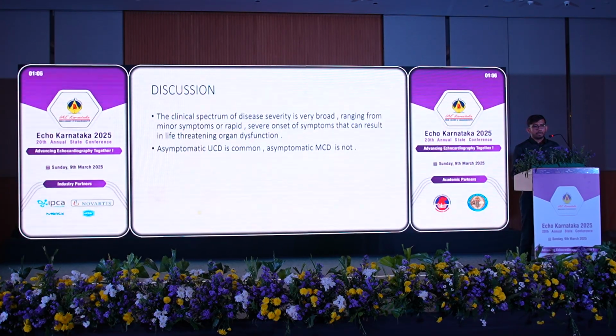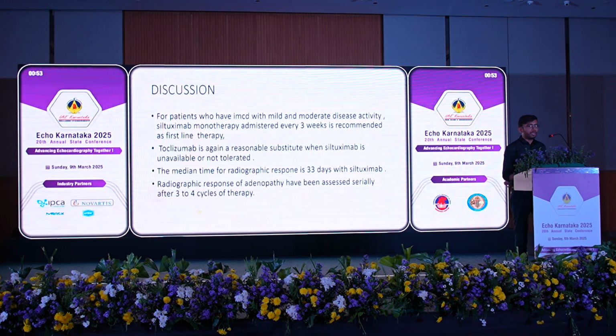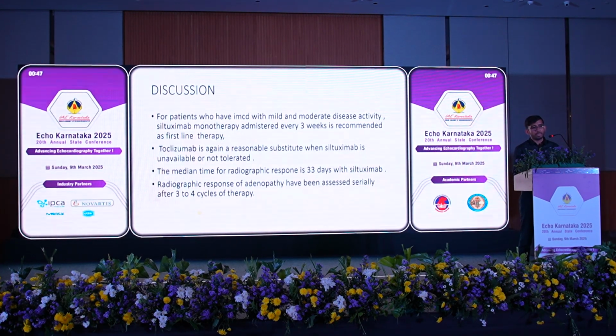Among the discussion part, the clinical spectrum is wide, varying from rapid onset of symptoms with life-threatening organ dysfunction. Asymptomatic unicentric Castleman's is common, whereas asymptomatic multicentric Castleman's is not. The main drug of choice, first line, is cetuximab. If cetuximab is not working, we go for tocilizumab.